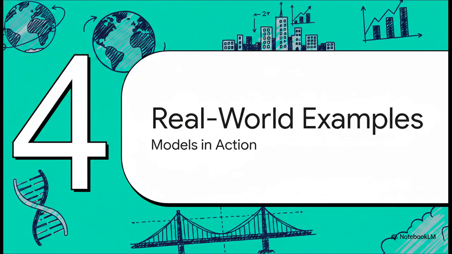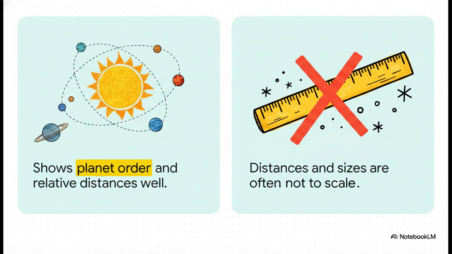All right, Section 4, real-world model examples. Let's look at some concrete examples to see exactly how this applies. Take the classic solar system model. On the advantage side, it's perfect for showing the order of the planets and their relative distances from the sun.